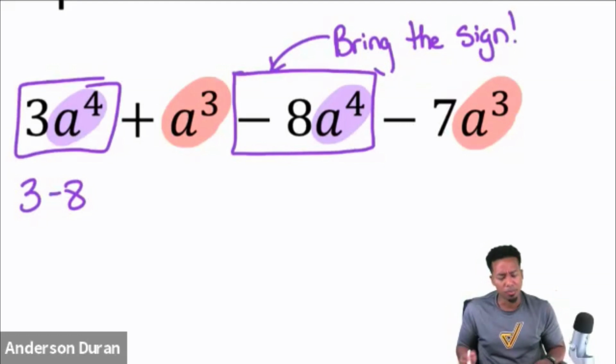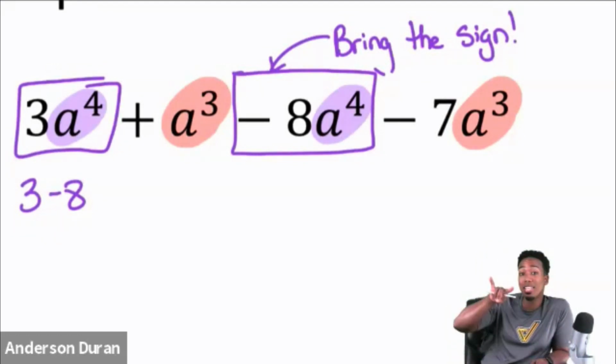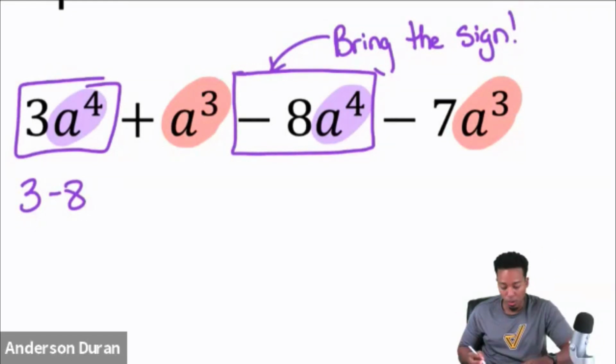But what's the problem? We're not doing 8 minus 3. We're doing 3 minus 8. We're doing the opposite way, so we're going to get the opposite sign. 3 minus 8 is 5, but negative because it's the other way around. And so it'll be -5.